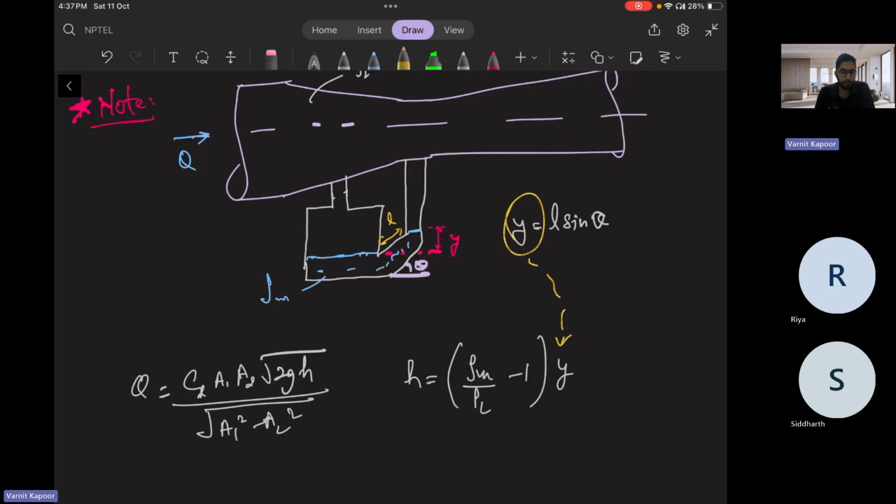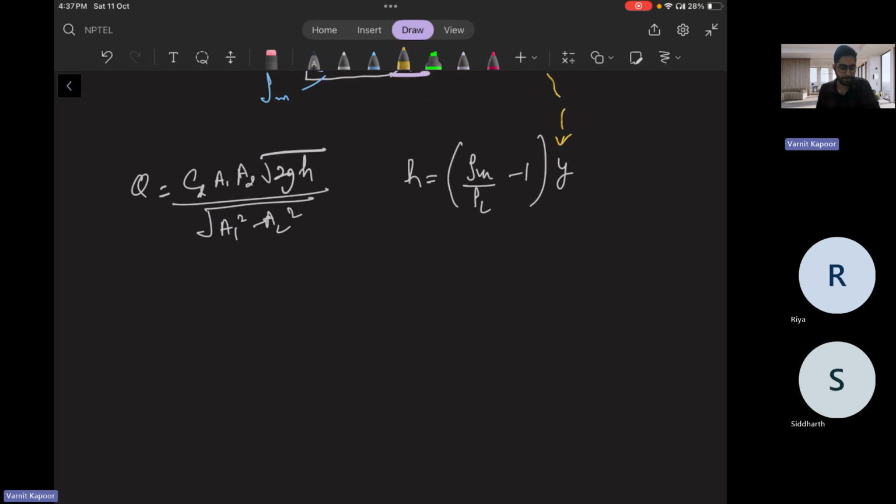Due to the formation of the vena contracta, the discharge coefficient CD is less compared to the venturimeter. The venturimeter has a value of around 0.96, whereas CD for the orifice meter is 0.64. Okay, so let us write one by one all these points.